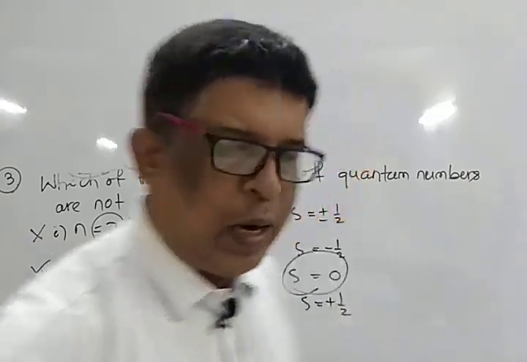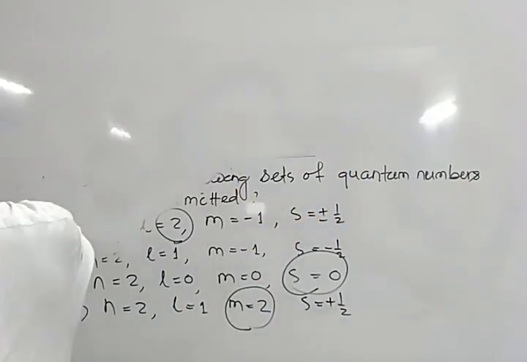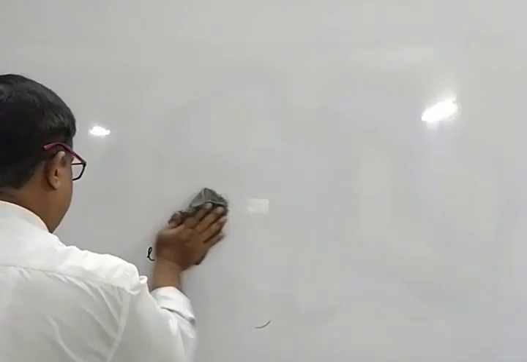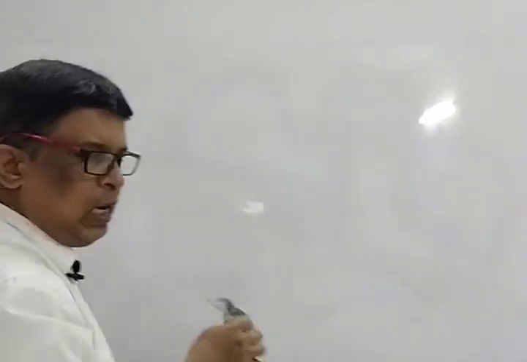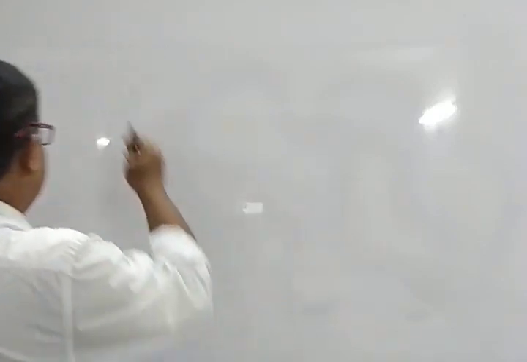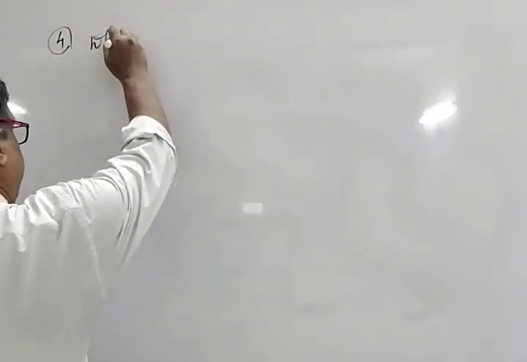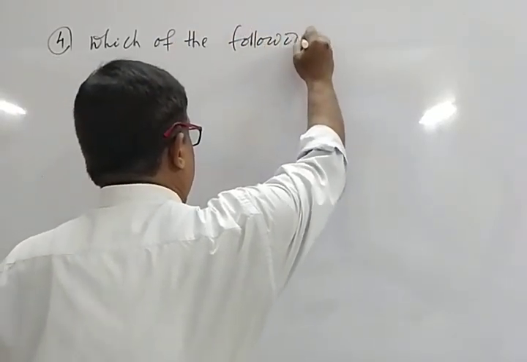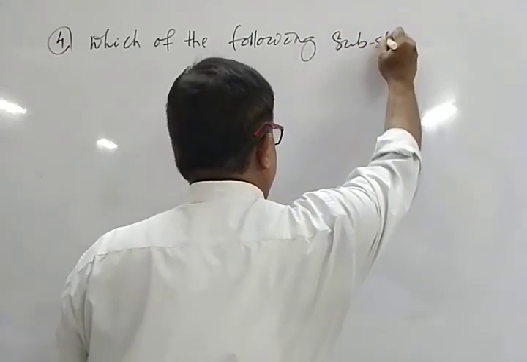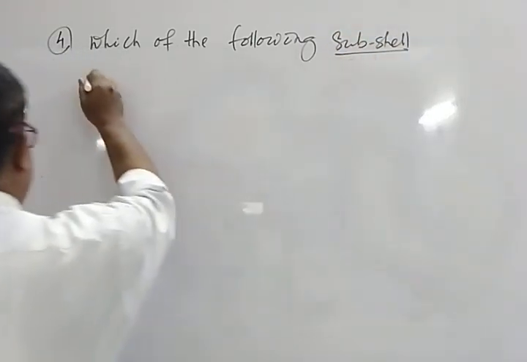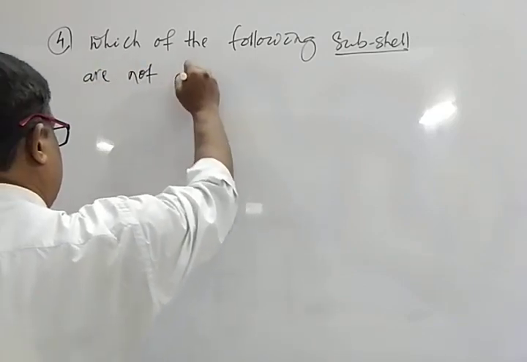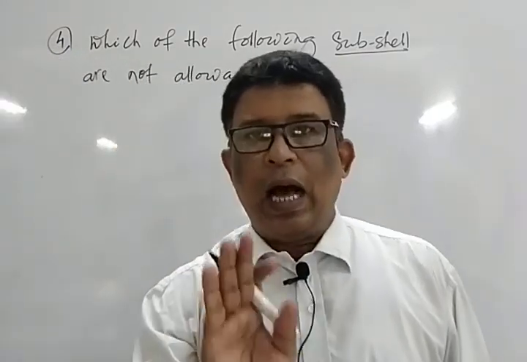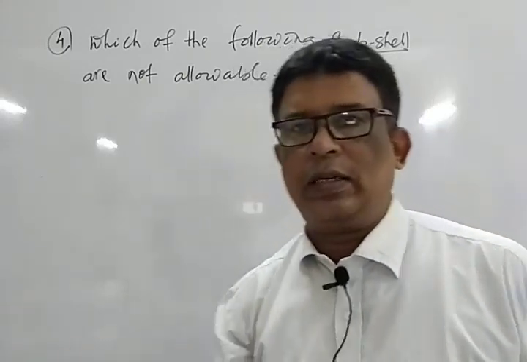Okay, move to another type of problem. Next question, mark that. Note down another type of problem. Which of the following subshells are not allowable? Which of the following subshells are not permitted, are not allowable? Means it is not correct. Mark that.